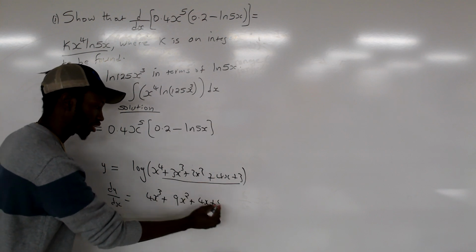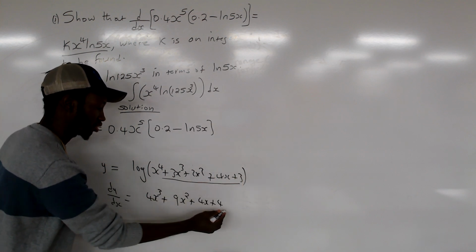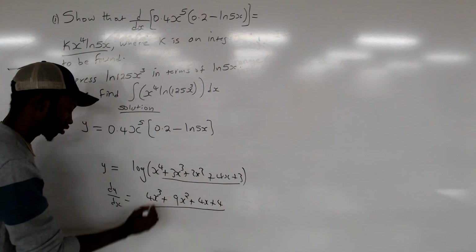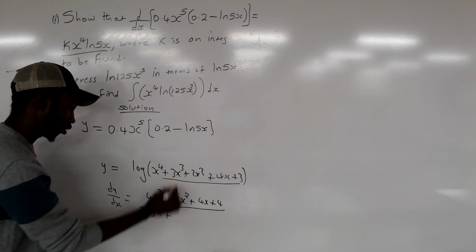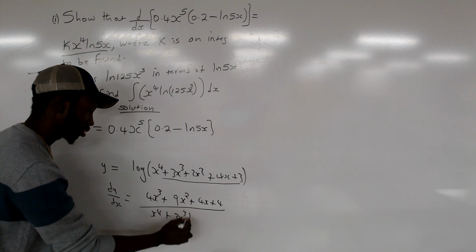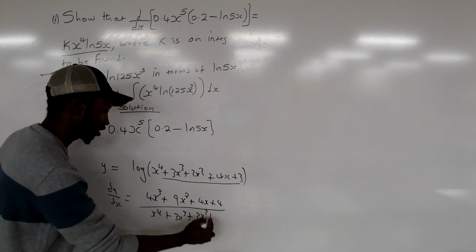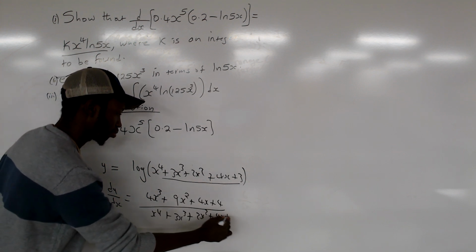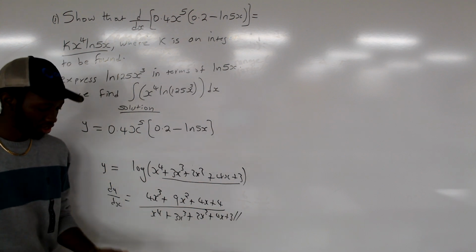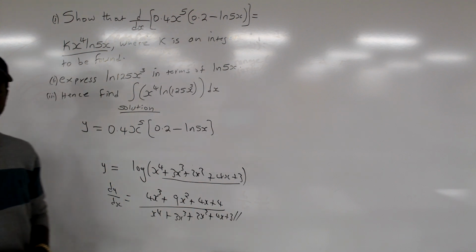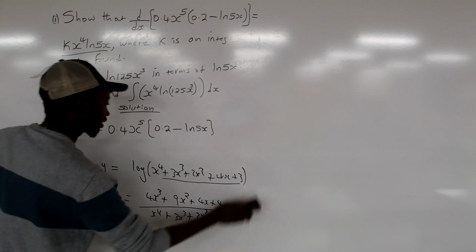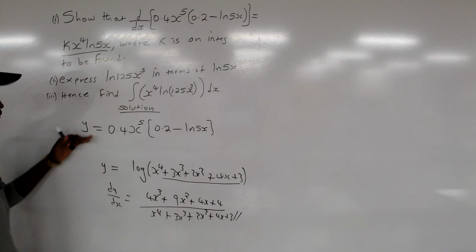If you differentiate 4x, you get 4. Plus, if you differentiate 3, you get 0. If you write the whole function, x⁴ + 3x³ + 2x² + 4x + 3, this is how it differentiates. So I hope this point is clear. If this is clear, we consider the problem given.